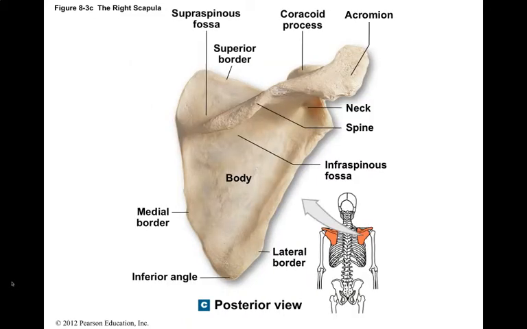On the posterior surface, the scapular spine is a ridge that crosses the posterior surface of the body. The scapular spine divides the posterior surface of the scapular body into two regions: the supraspinous fossa, above the spine, and the infraspinous fossa, beneath the spine.